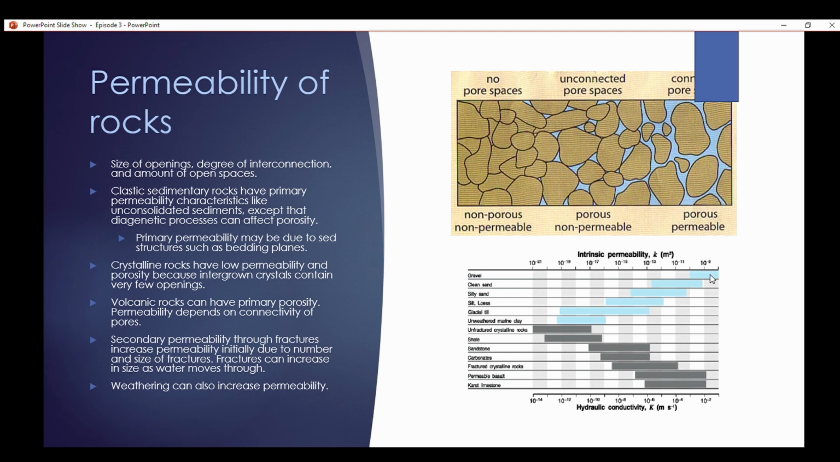And then, when you're using intrinsic permeability, you really only use that for unconsolidated sediments, and then use hydraulic conductivity when you're talking about a pure rock. So as you can see, conductivity is highest in a karst limestone, a permeable basalt, a crystalline rock with a lot of fracturing, a carbonate, and a sandstone. And then it's at its lowest in a shale or an unfractured crystalline rock.